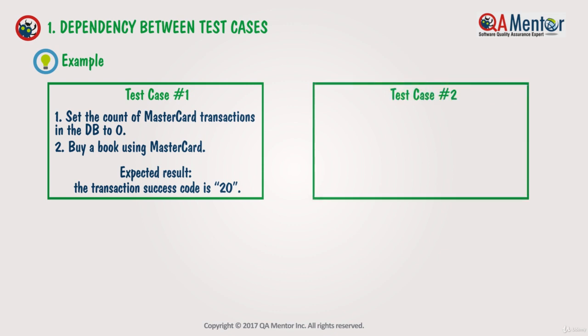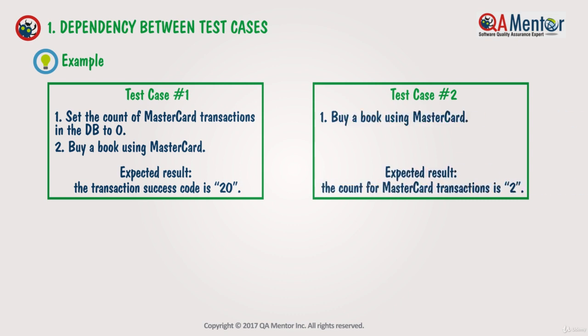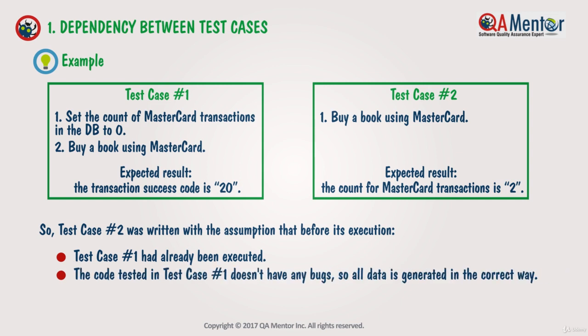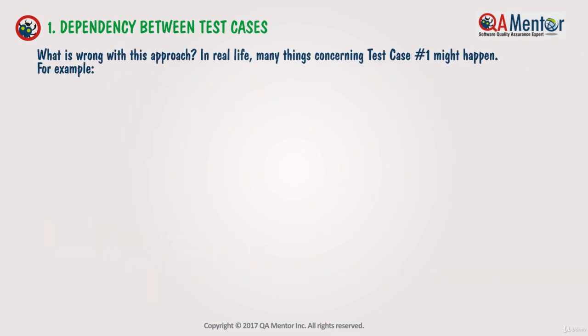Test case 2. The steps. Buy a book using MasterCard. Expected result: the count for MasterCard transactions is 2. So, test case 2 was written with the assumption that before its execution, test case 1 had already been executed. The code tested in test case 1 doesn't have any bugs, so all data is generated in the correct way. What is wrong with this approach?